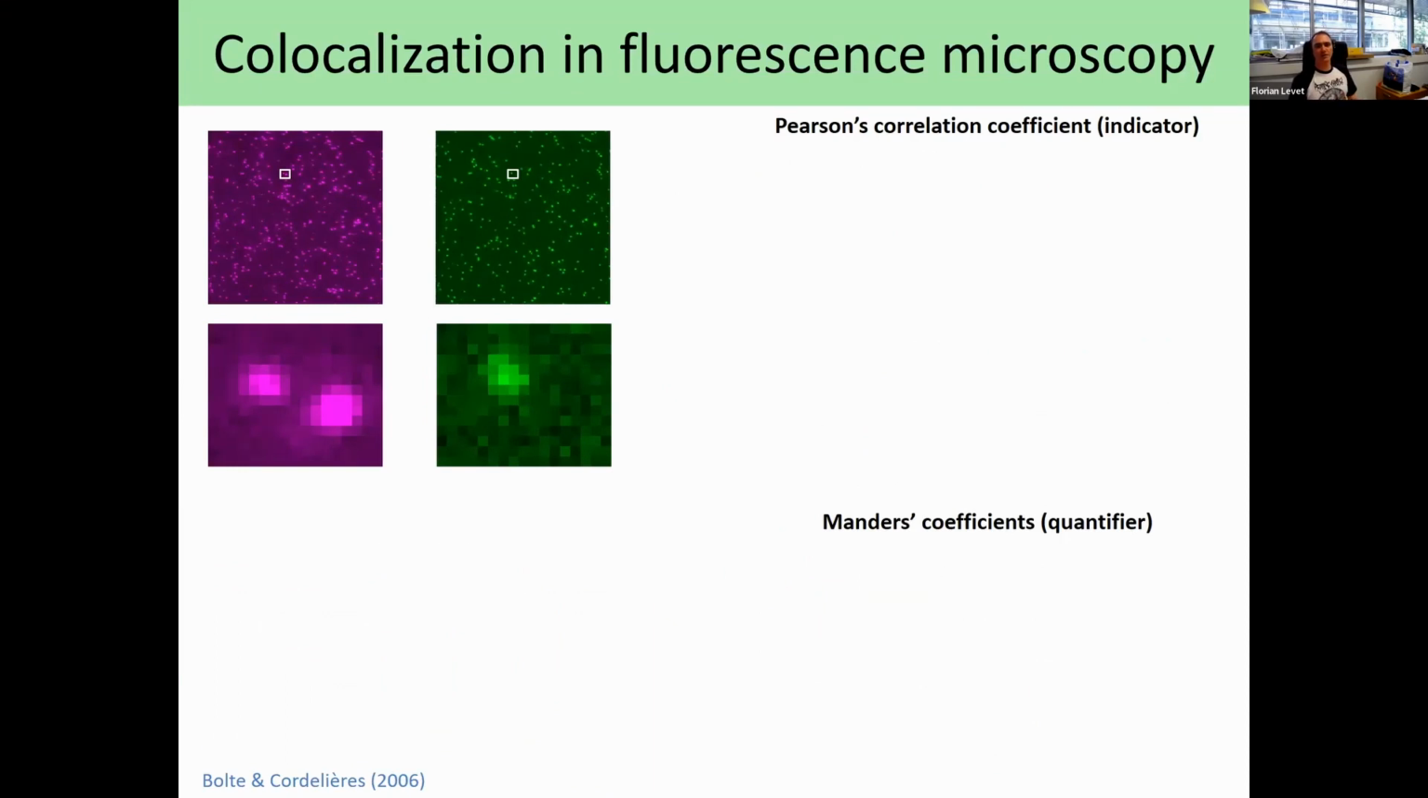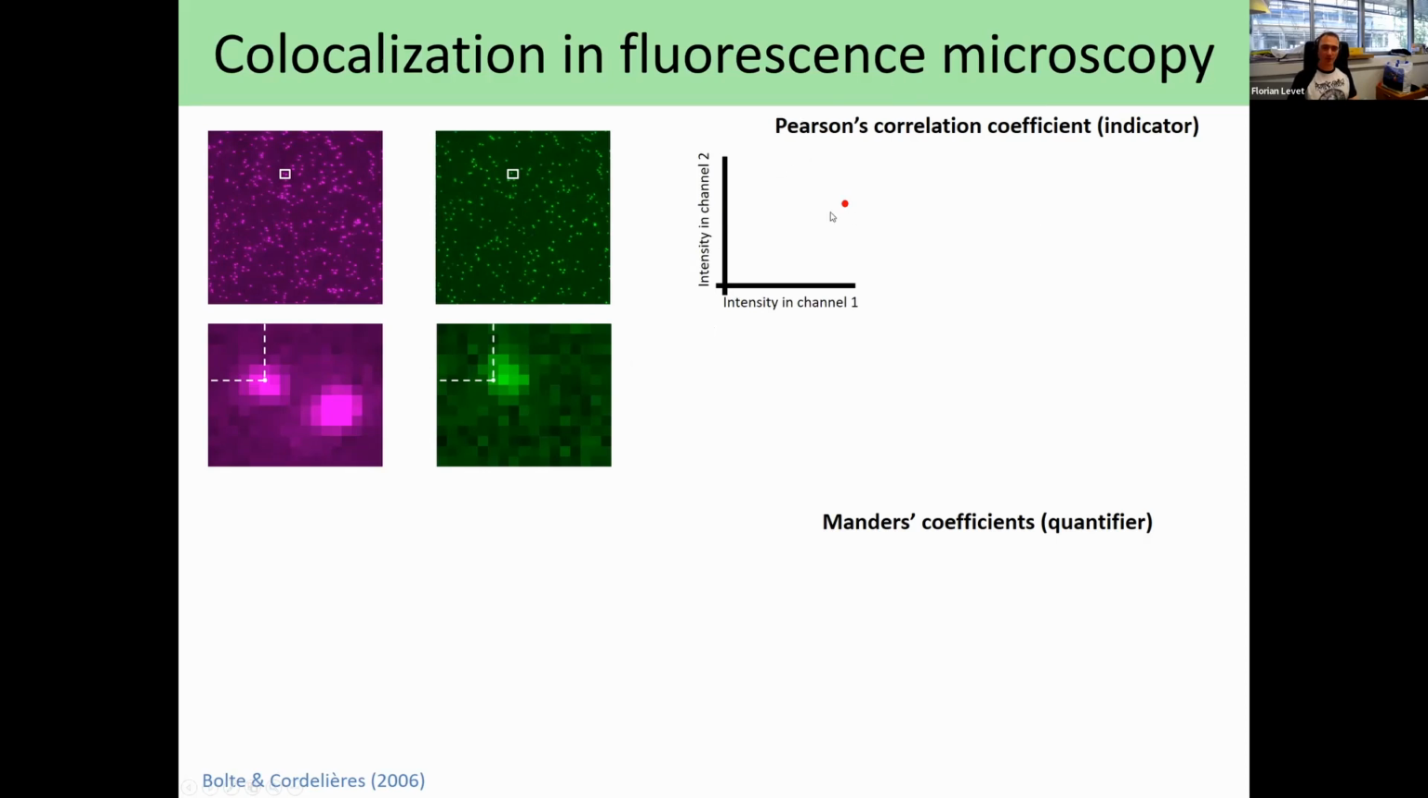Colocalization analysis in fluorescence microscopy: the two gold standards used with common fluorescence microscopy are the Pearson correlation coefficient and Manders coefficient. One is an indicator and one is a quantifier. Basically, you have your two labels in the same image. That means that one pixel corresponds to another pixel in the other image, and you can do some correlation or colocalization analysis between the intensity of the two pixels in the two images, because this pixel here corresponds to this pixel in the other label.